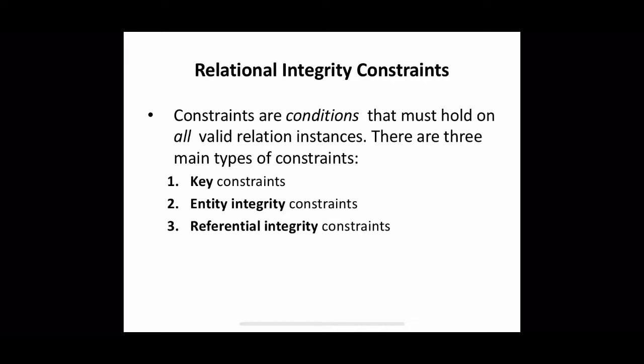So this category, that is schema-based constraints, can be categorized into three different constraints again: key constraints, entity integrity constraints, and finally referential integrity constraints. So we can say in general that constraints are conditions that must hold on all valid relation instances.